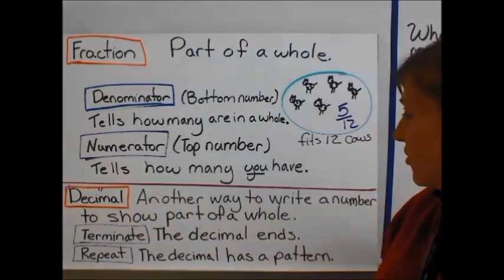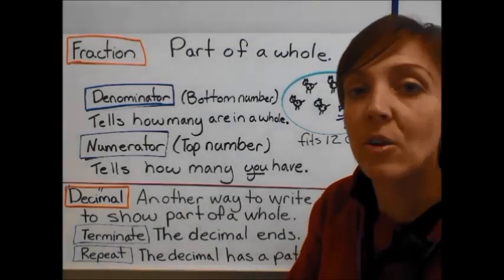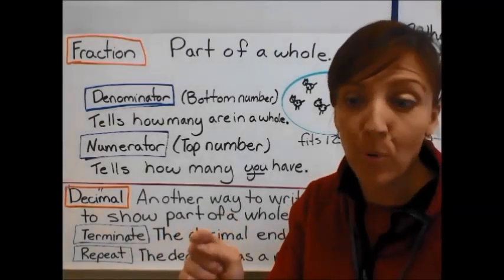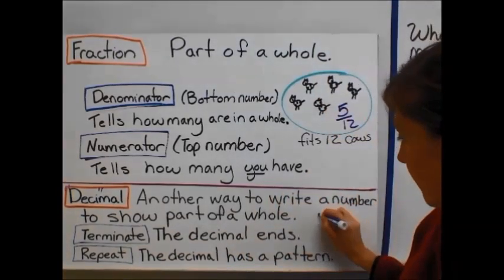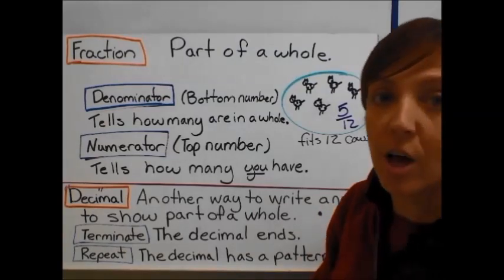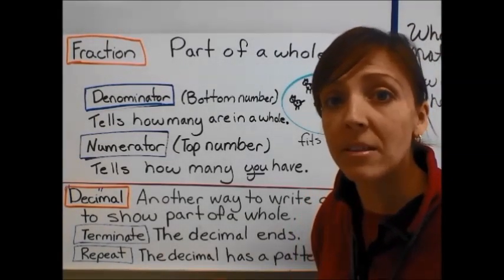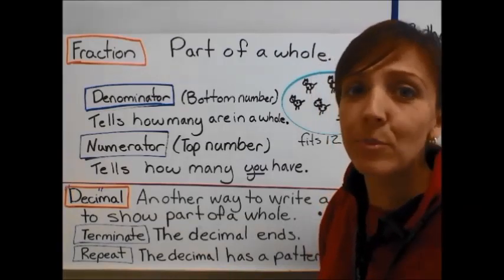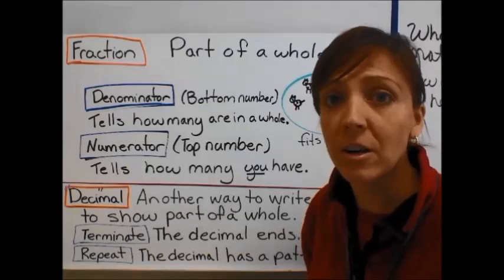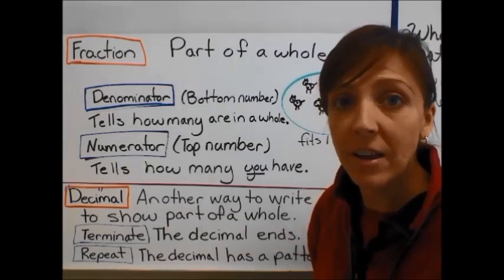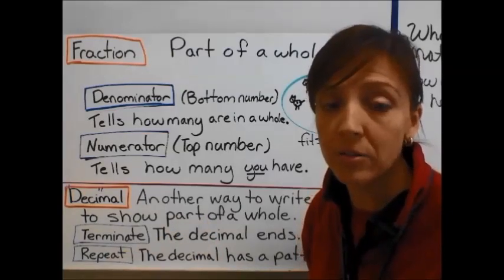Decimal is also another way to write a number to show part of a whole. So using an actual decimal point, which would just simply be a dot, we can show part of a whole. Anything to the right of that decimal means it's part of a whole. Anything in front of the decimal means it's a whole. Just like when we were looking at $2.13 earlier, 2 is in front of the decimal. That means 2 whole. I had 2 whole dollars.